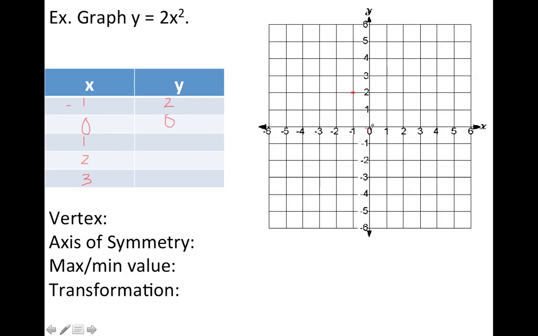So we plug that in here. Plug in 1. 1 squared is 1. Times 2, we get 2. So at 1, we're at 2. Plug in 2. 2 squared is 4. Times 2, we get 8. So that's going to go off our graph a little bit.